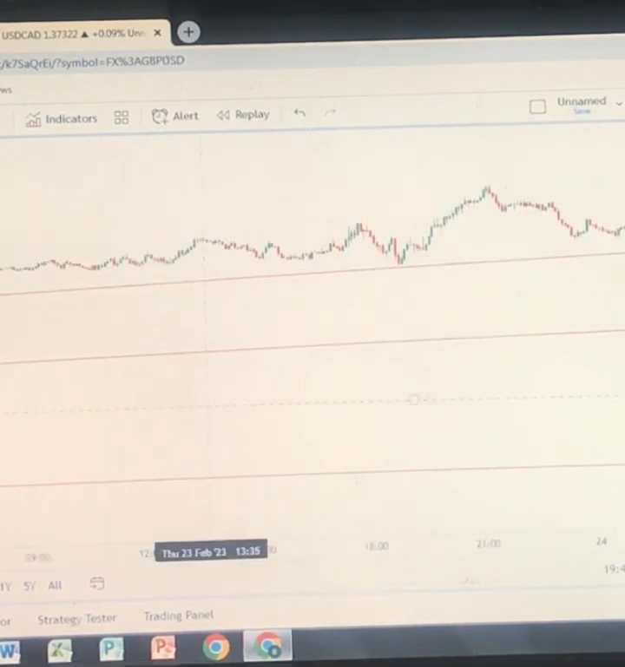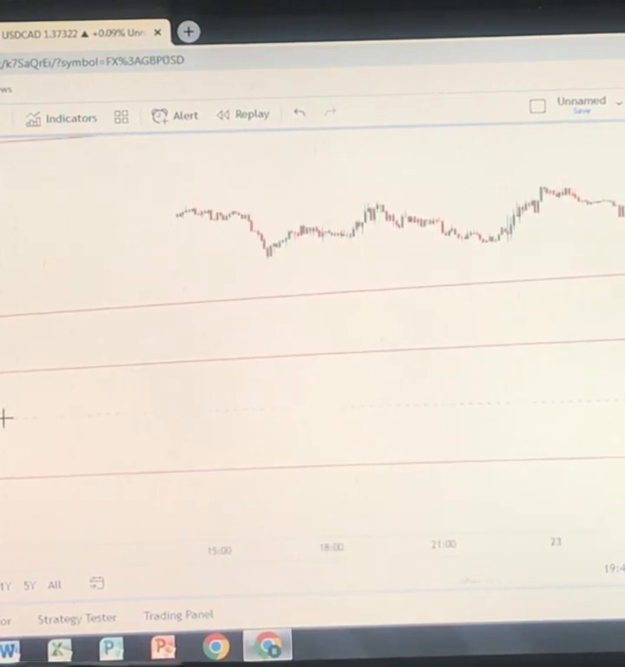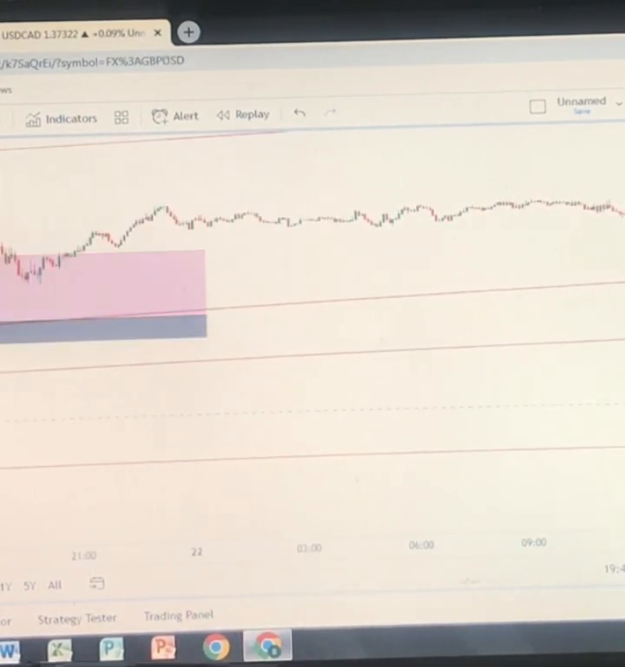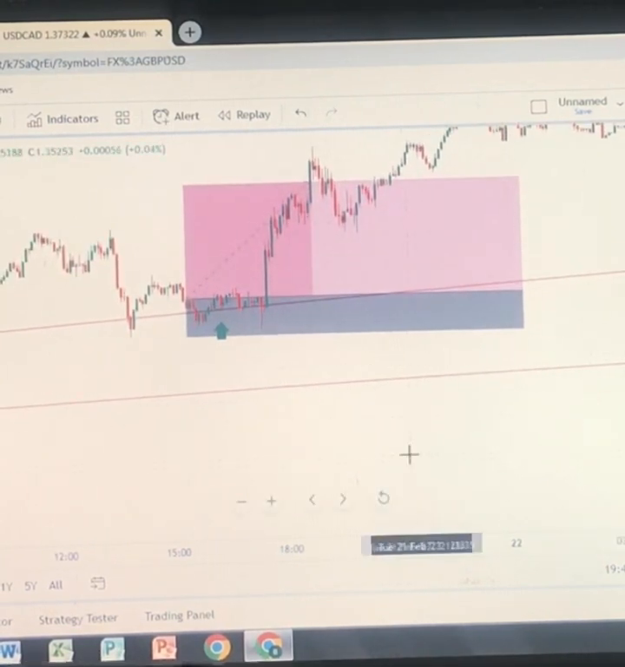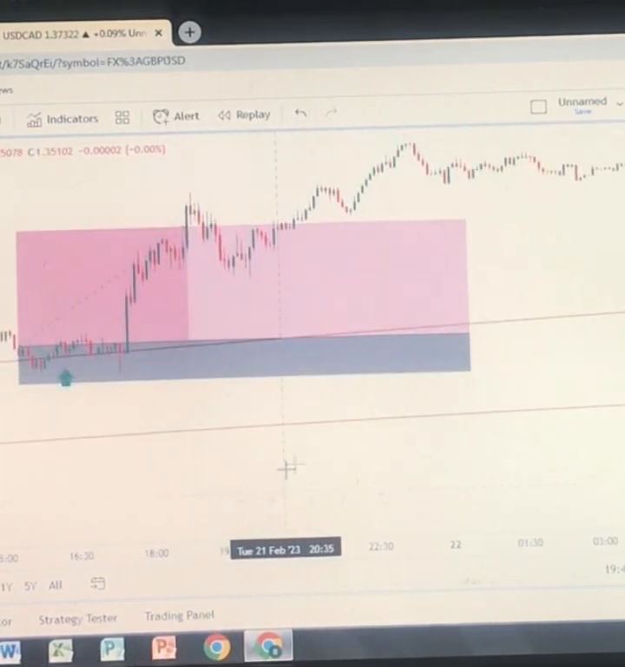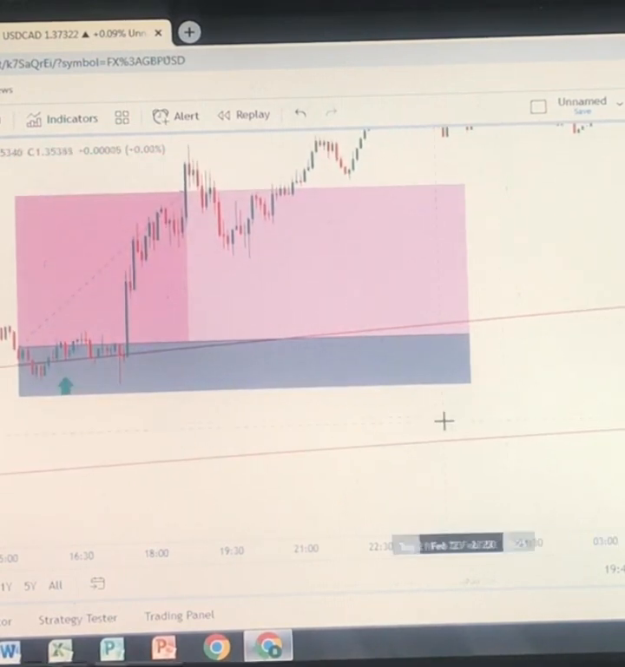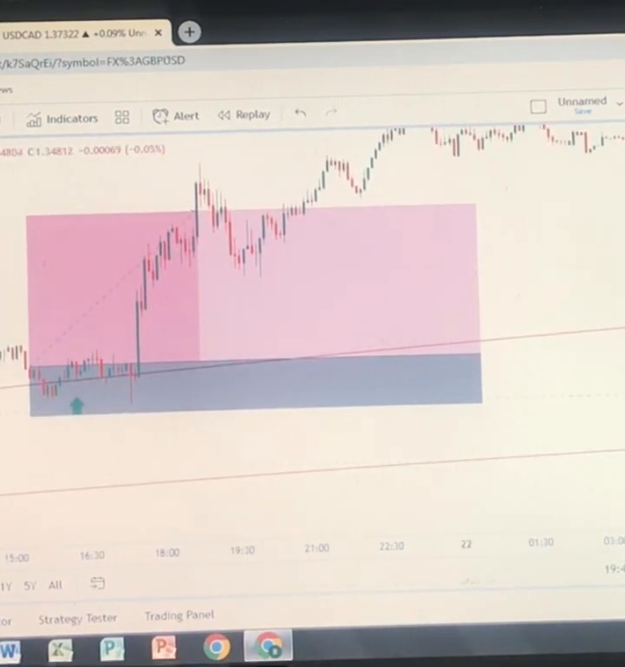So as we can see here, this was the first trade that I took. So what actually happens is, let me just zoom that a bit. I was waiting for the market to cause a change of character by breaking the previous high.